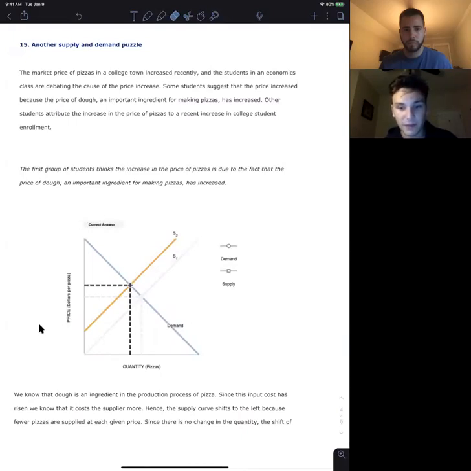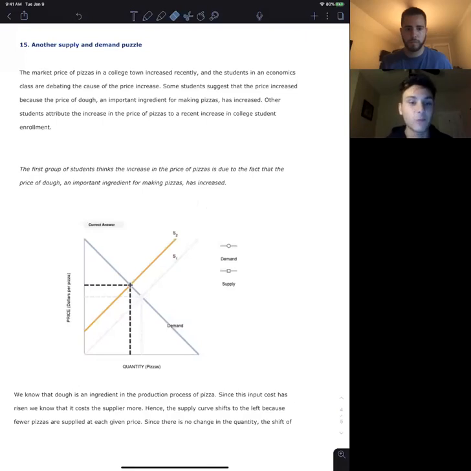Since its input cost has risen, I'm sorry, I'm just going to clarify a little bit on what I said. We know that it costs the supplier more, hence the supply curve shifts to the left because there are fewer pizzas supplied at each given price. So that's what you need to think: when supply shifts to the left, in this case, fewer will be supplied at each given price than before.